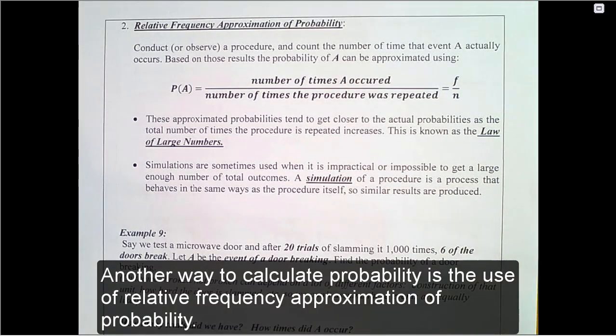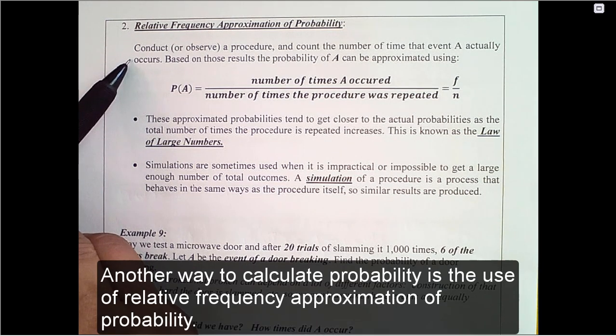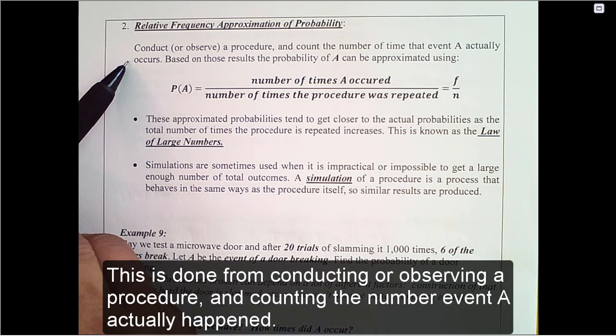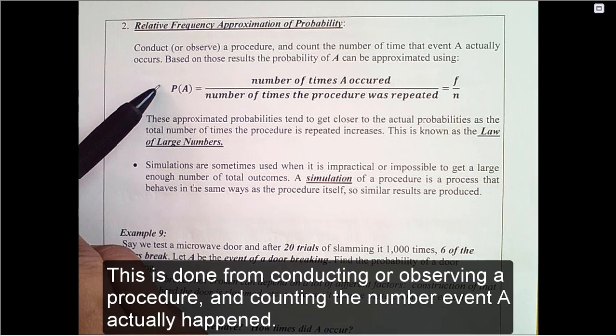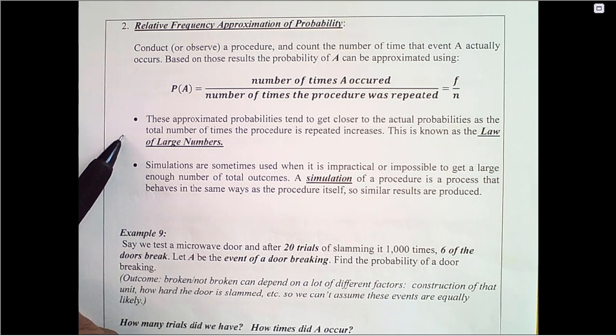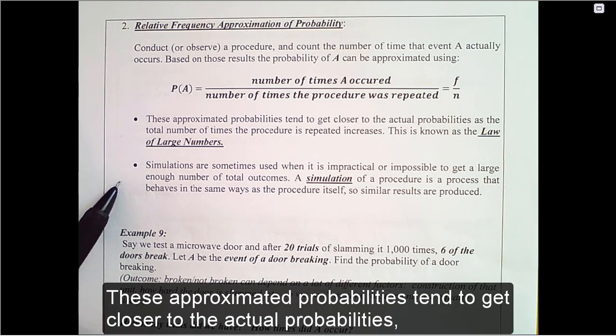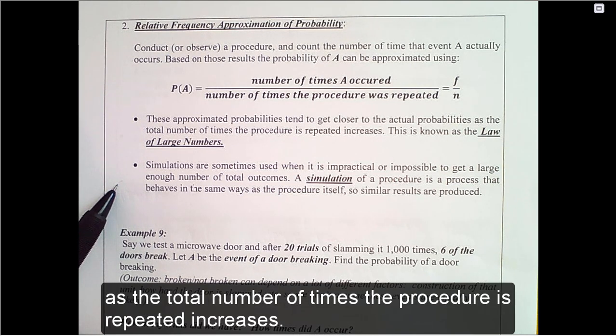Another way to calculate probability is the use of relative frequency approximation of probability. This is done from conducting or observing a procedure and counting the number of times event A actually happened. These approximated probabilities tend to get closer to the actual probabilities as the total number of times the procedure is repeated increases.